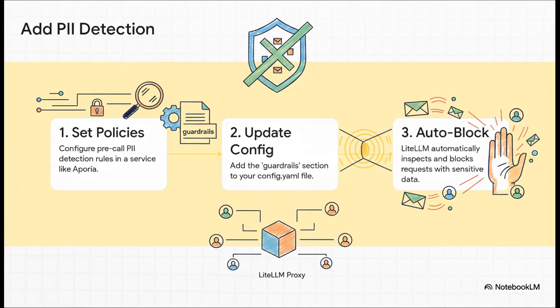Let's make this real. Let's talk security. Say you want to make absolutely sure that no sensitive customer info, no personally identifiable information, or PII, ever gets sent to a third-party model. Well, with LiteLLM, you can plug in a service like Aporia, add a little guardrails section to your config file, and boom, the proxy will automatically inspect and block any requests that contain sensitive data.